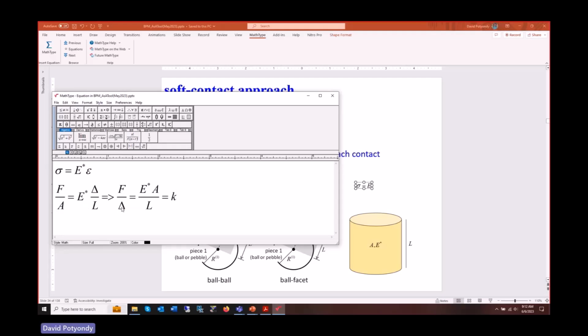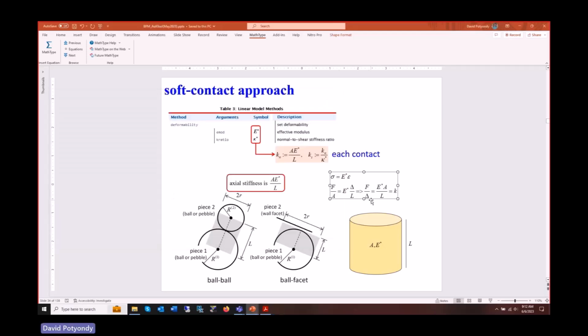With me? Force over displacement. That is, a force being applied to the spring results in a displacement delta. By definition, that's K. There we go. K equals E star A over L. That's where that comes from.